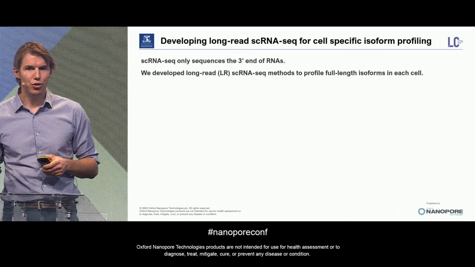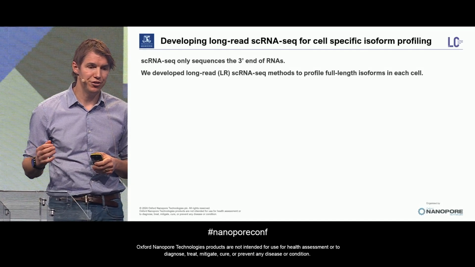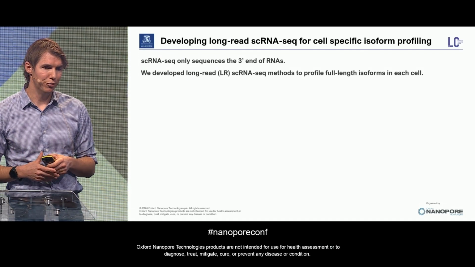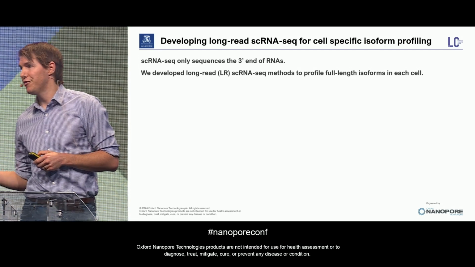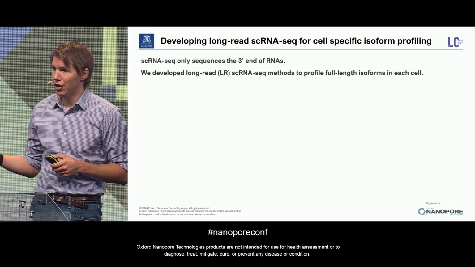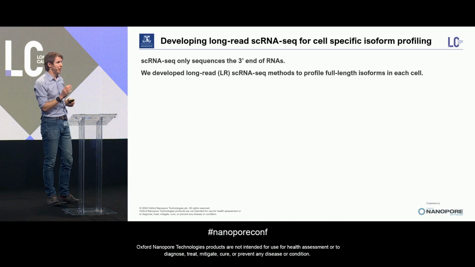And so us and others have, because obviously others have done this in the field as well, then thought, okay, what we need to do is develop long-read single-cell methods so we can do isoform profiling, because then we can get away from just measuring, say, the 3' end of a gene and get full-length RNA transcripts.